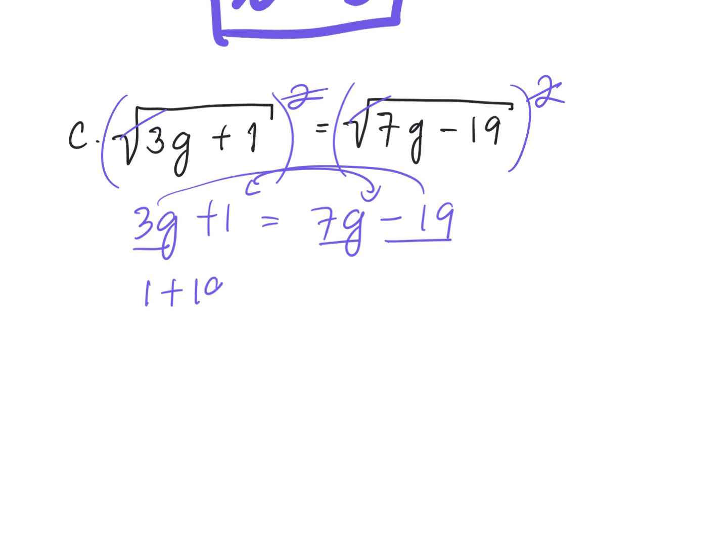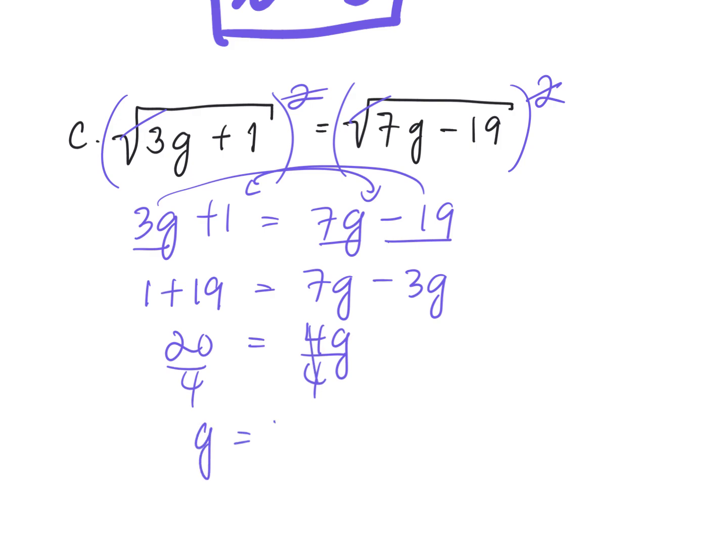1 plus 19, and this is going to be 7g minus 3g. So this is going to give you 20 is equal to 4g, then divide by 4 on each side. Our g here now is going to give you 5.